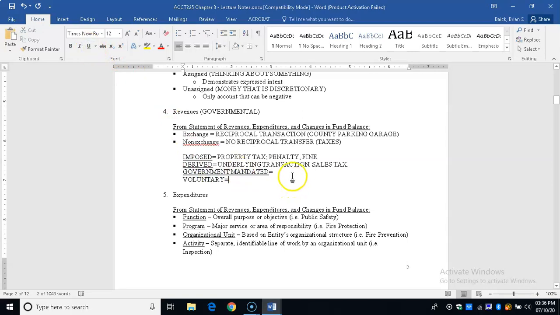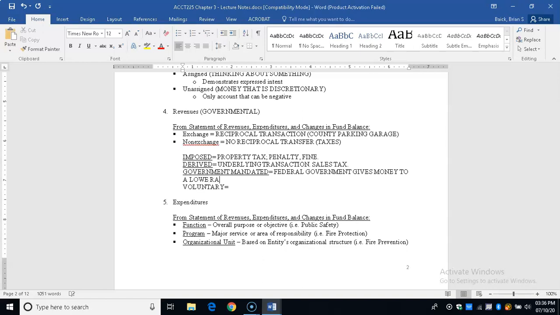Government mandated is typically when the federal government gives money to a lower authority government. For example, the federal government may give the state of Maryland $5 million to maintain the highways that go through Maryland.